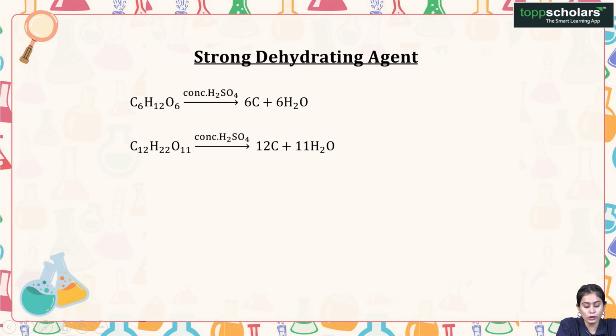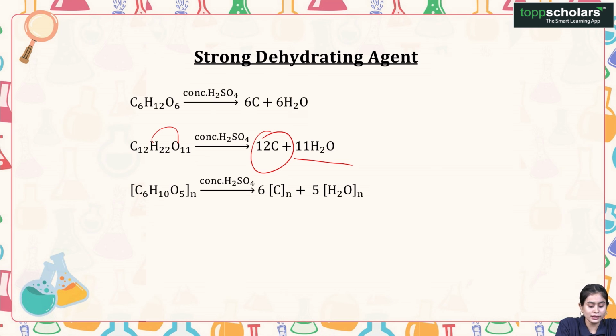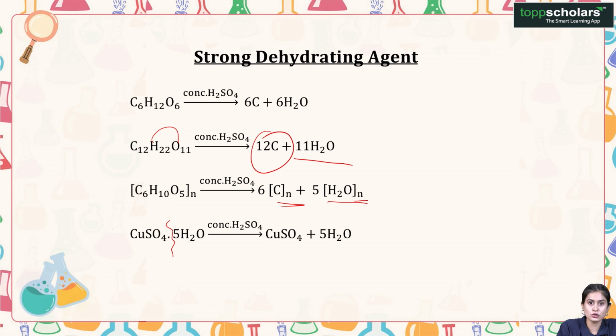C12H22O11, that is your sucrose molecule, in presence of concentrated H2SO4, H2O will be removed from it and you will be left with carbon. Then (C6H10O5)n, n number of these molecules in presence of concentrated H2SO4 give n number of carbon and n number of water molecules. So all you get is water and carbon. See how strong a dehydrating agent it is. Copper sulfate plus 5H2O: the water molecules will be taken out, giving CuSO4 plus H2O. Simply use concentrated sulfuric acid, which acts as a strong dehydrating agent.